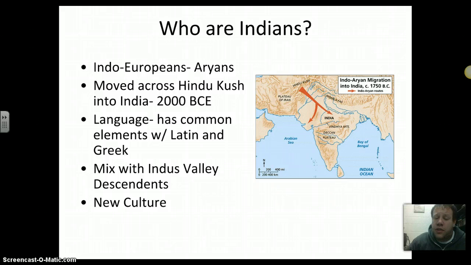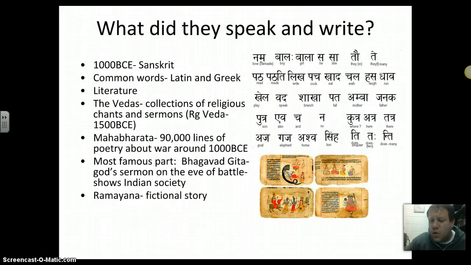We think, the theory is, maybe they mixed with the Indus Valley settlers who were there, or the descendants of the Indus Valley people, and formed a brand new culture in what is now India. That's just one of the theories that we have as to what happened. Honestly, we really don't know, and a lot of historians, anthropologists, and archaeologists have tried to figure this out for a long, long time. We do know about these peoples, what they spoke and wrote.